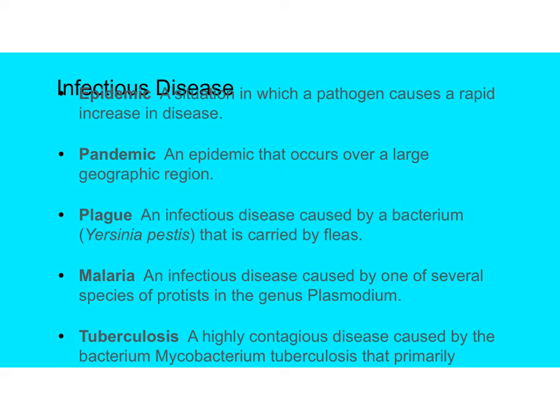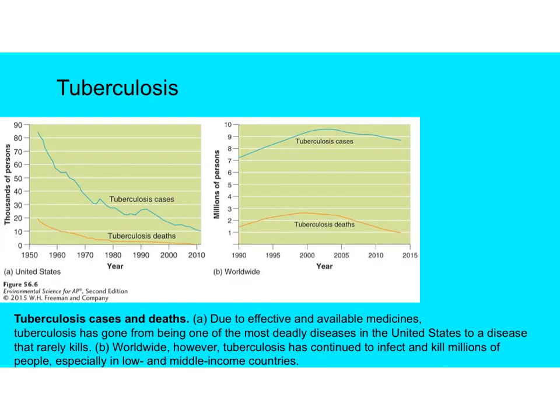Taking antibiotics for a year can usually treat most types of tuberculosis infections. In countries like the United States, where these medicines are readily available, there's been a dramatic drop in both the number of new cases and the number of deaths from tuberculosis. This graph shows the decline in the number of tuberculosis cases in the U.S.